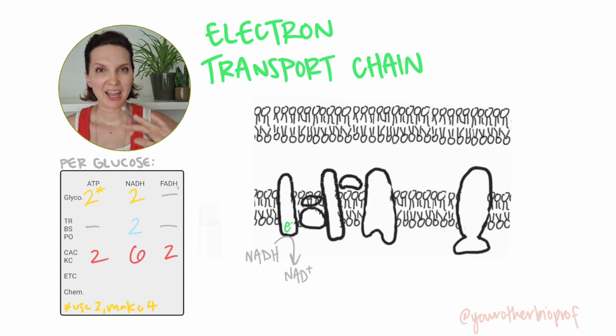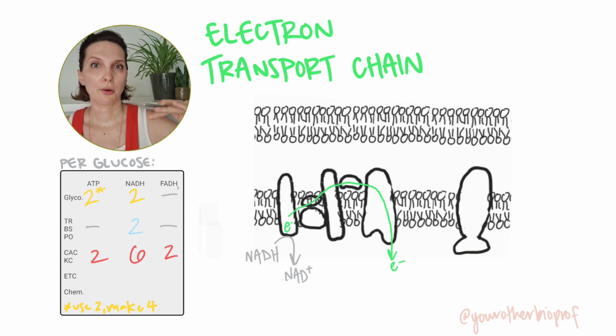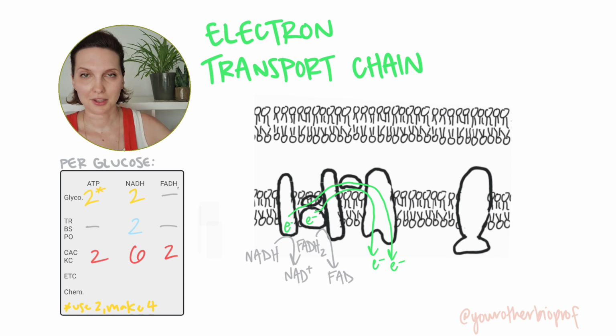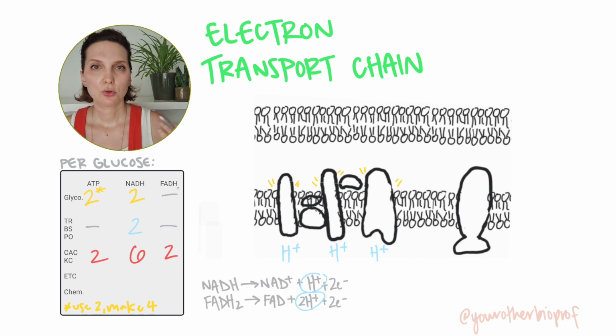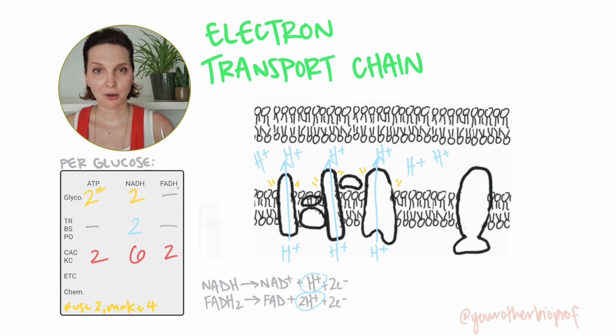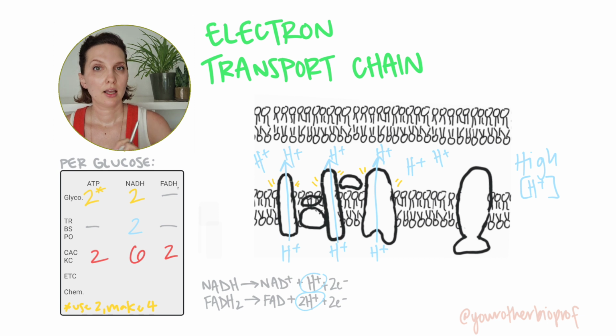Those electrons are going to get passed around to more and more electronegative proteins in the chain, finally, at the end, getting picked up by oxygen. The energy that gets released during all of this electron passing is used to power proton pumps. These are going to pump protons out of the matrix and into the intermembrane space. So what we're doing is we're generating a high concentration of protons in the intermembrane space, a lower concentration of protons in the mitochondrial matrix.